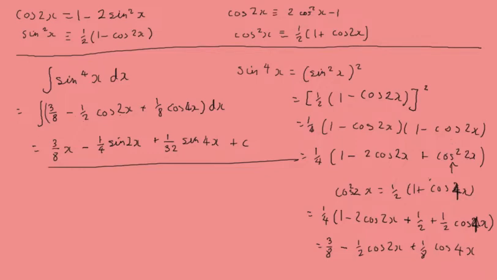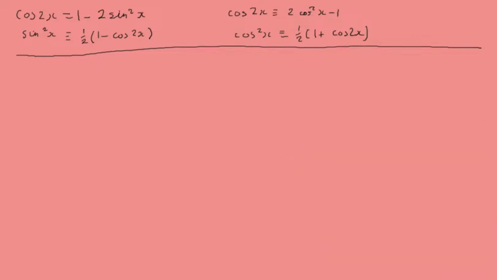Let's add in another identity to our little list up here. So if we wanted to integrate tan squared x, how would we go about that? So we would use the identity 1 plus tan squared x is equivalent to sec squared x, and that then leads us to tan squared x is equivalent to sec squared x minus 1.